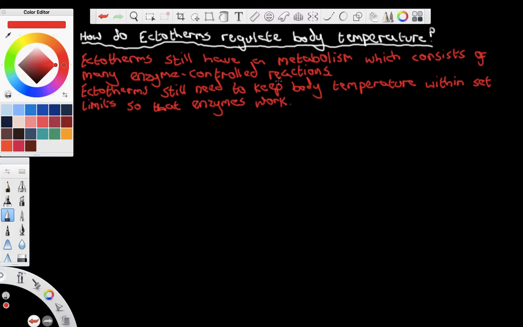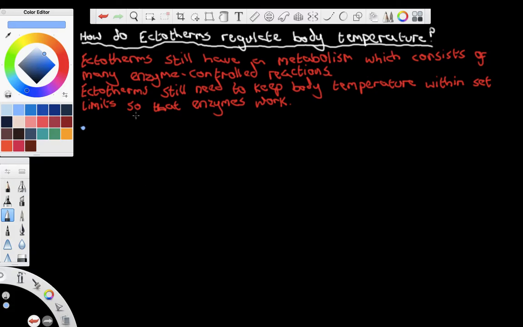So they are still kept within this law that you find that endotherms are kept within, okay? So how do ectotherms actually regulate their body temperature? There's lots of different things that they do. So for example, ectotherms, we'll often find reptiles basking in the sun to heat up.